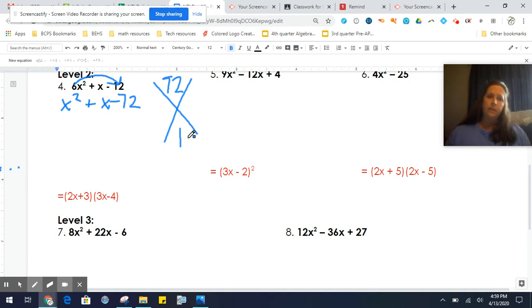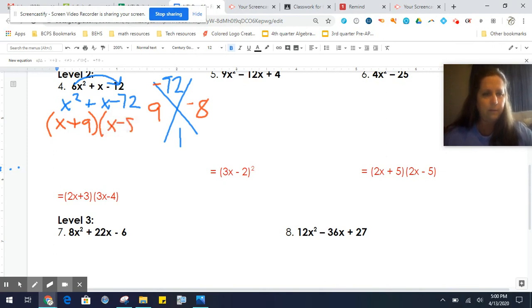And I need to find something that I can multiply to get 72 that will also add to get 1. Don't forget that this is a negative 72. So that means one of my numbers on the side needs to be negative. The two numbers that I can multiply to get 72, but will also add to get positive 1 are 9 and negative 8. So I'm going to take this positive 9 and I'm going to move it into some parentheses over here, x plus 9. And then I'm going to take this negative 8 and move it into parentheses over here, x minus 8.